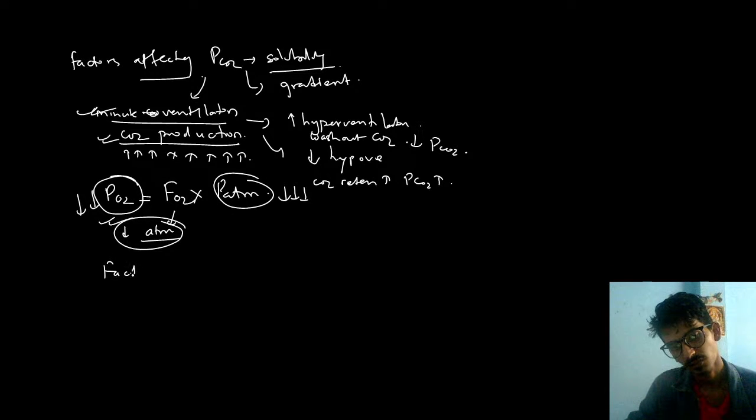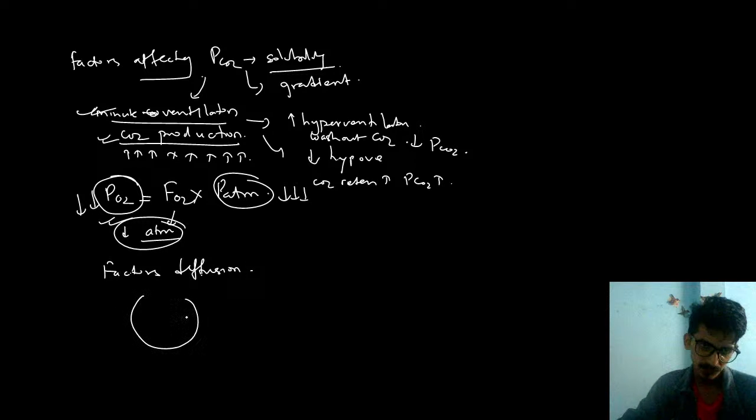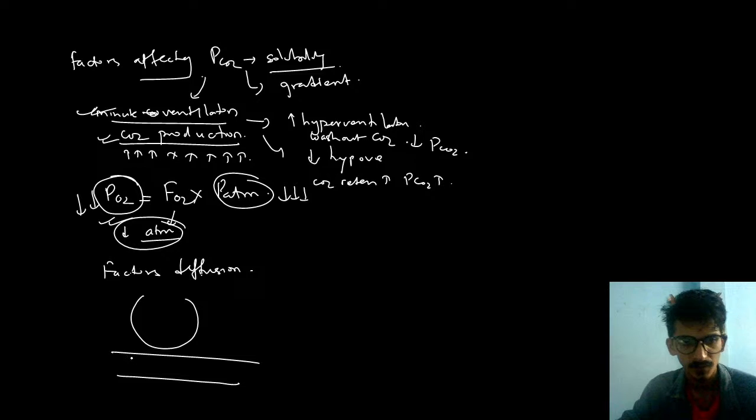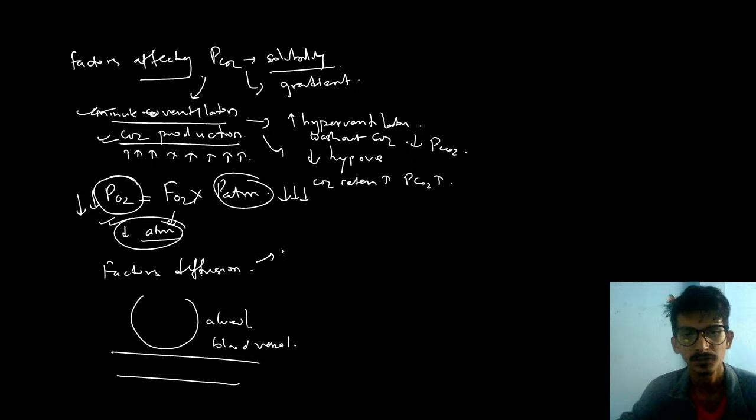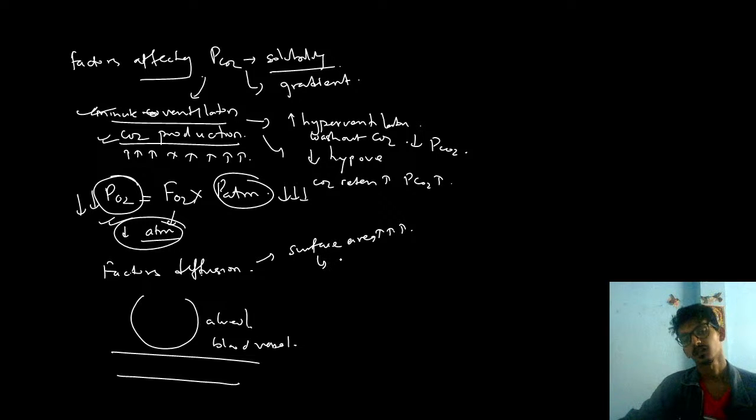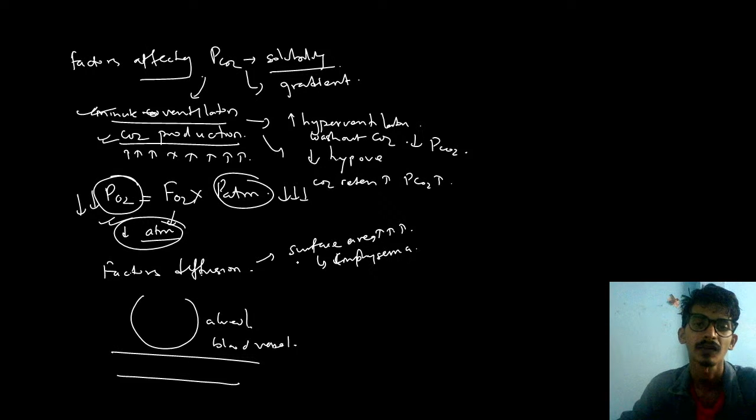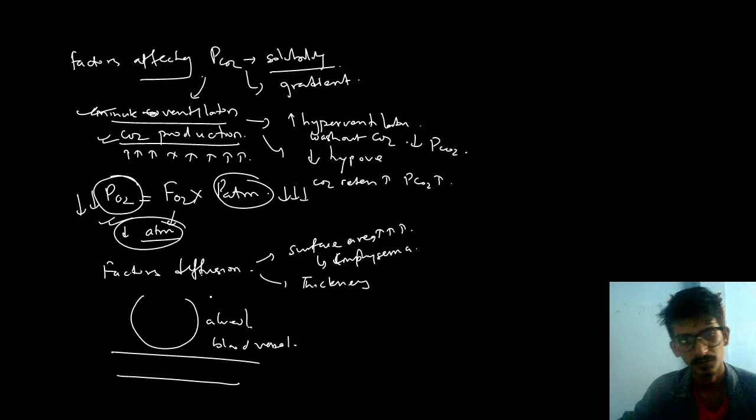So now I would like to talk about the factors affecting the diffusion. What are the factors that can affect the diffusion? Suppose this is the alveoli. This is the alveoli and blood vessel interface. What are the factors that can affect the alveolar diffusion? First is the surface area. We basically know that if the surface area is more, then the diffusion is more. Okay, this is clinically important, like in case of emphysema, where the septa are destroyed and the surface area is reduced, and thus we have lesser diffusion. Second is the thickness of this interface.